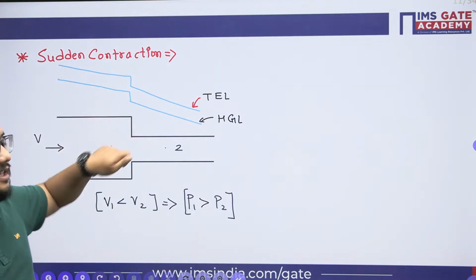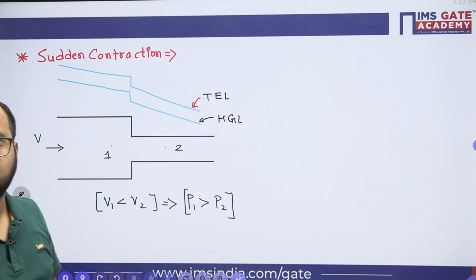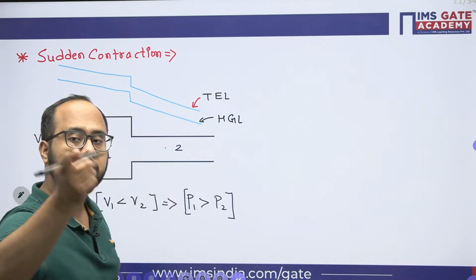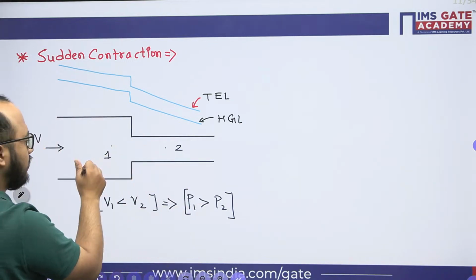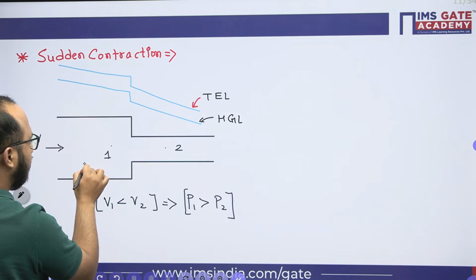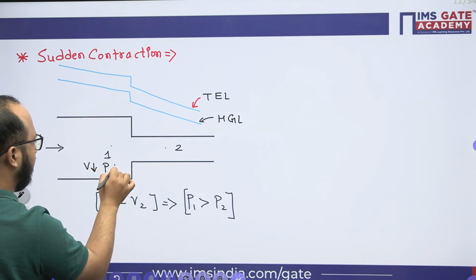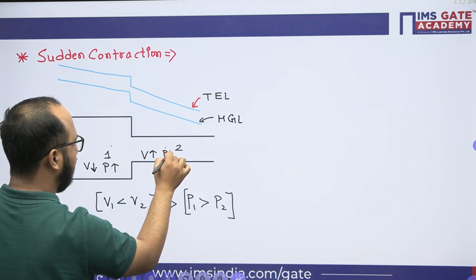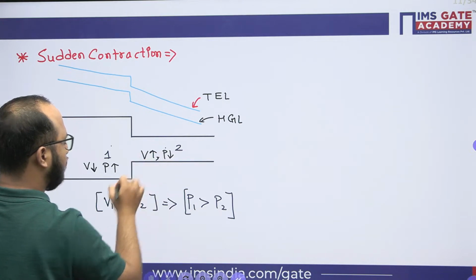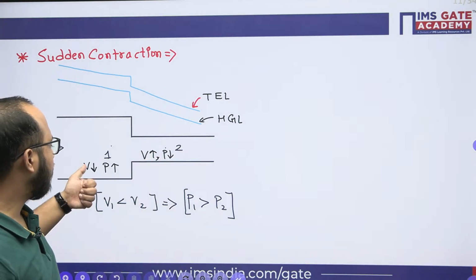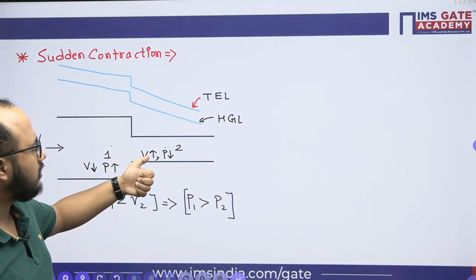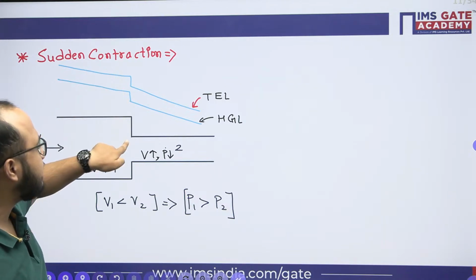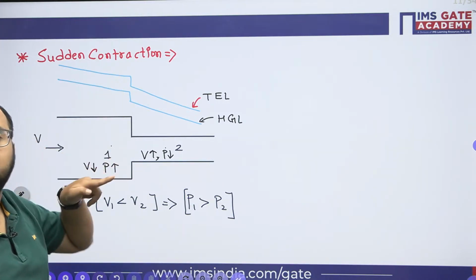But what happens to HGL? The pressure decreases, because from section 1 to 2 the velocity increases, so pressure decreases. I can mention the point here also: velocity less, pressure high; here velocity is more, pressure is low. Just from Bernoulli's equation we can understand: velocity less, pressure high; velocity high, pressure low. So as the pressure decreases in section 2, HGL will drop here.